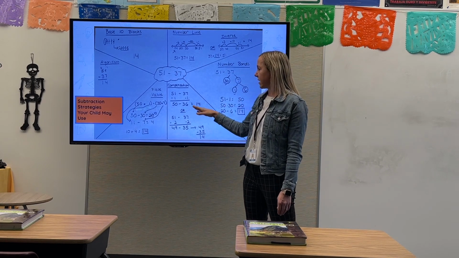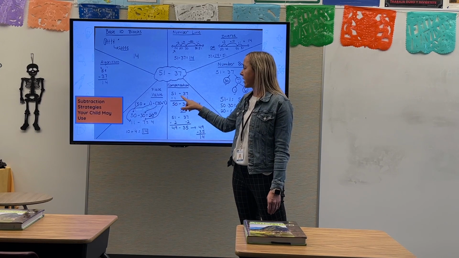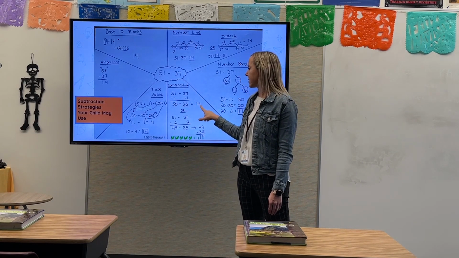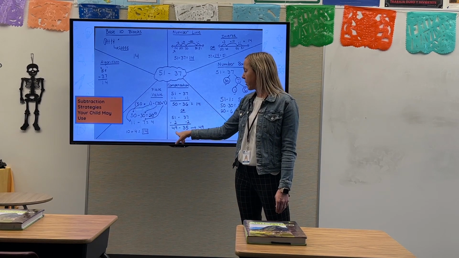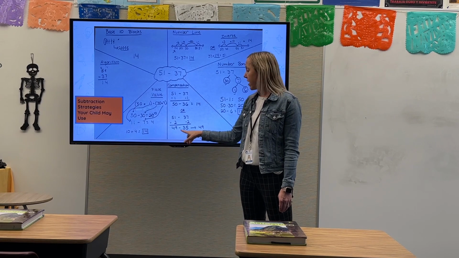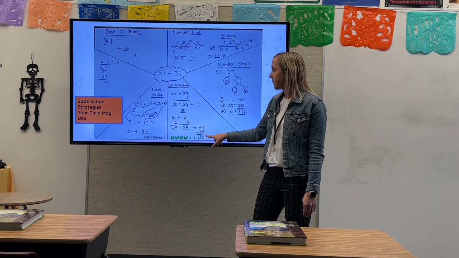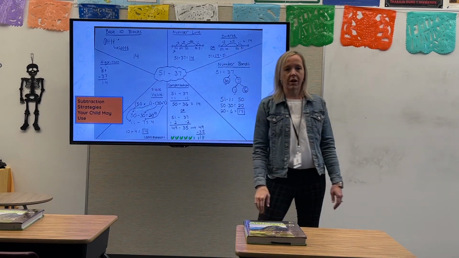We also looked at the strategies of compensation, where with 51 minus 37, I could take away 1 from each of those and still find the space in between. I would still end up with 14. Or I could even take away 2, and now my problem is 49 minus 35, and this way students don't have to do that borrowing that can be so confusing to them. We also looked at using place value and then moving into the algorithm that we all learned.